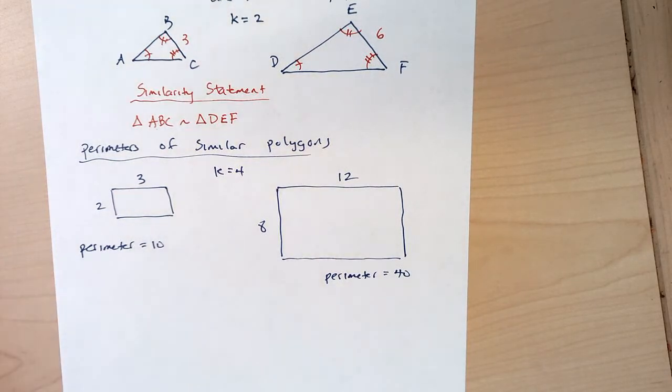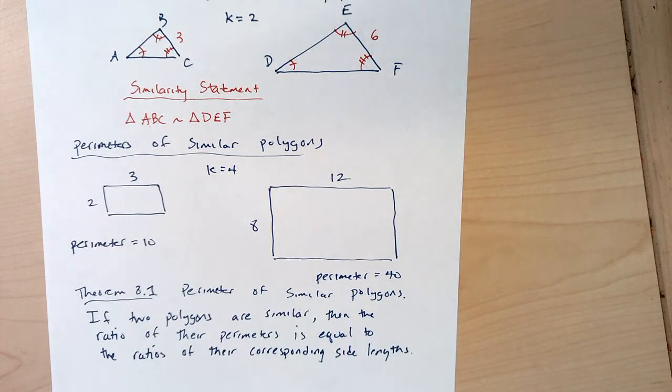So that leads to Theorem 8.1. Theorem 8.1, the perimeter of similar polygons theorem, states if two polygons are similar, like we have for these two polygons, the ratio of their perimeters is equal to the ratio of their corresponding side lengths. It's also equal to the scale factor.